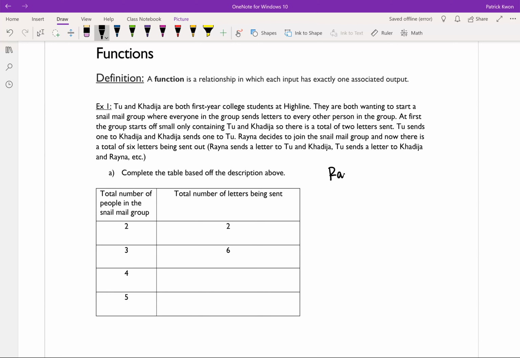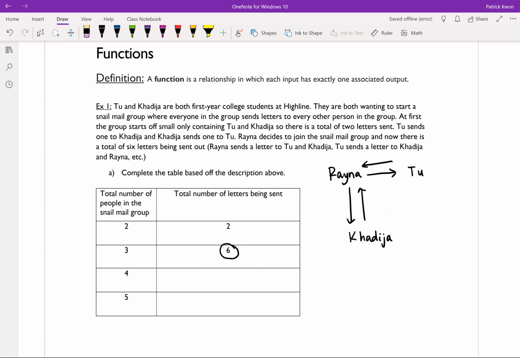So here's Reina, here's Tu, and here's Khadija. So Reina is going to send one to Khadija, Khadija sends one to Reina, Reina sends one to Tu, Tu sends one to Reina, Tu sends one to Khadija, and Khadija sends one to Tu. So if you count the arrows there are 6 of them, and that's where that number is coming from.